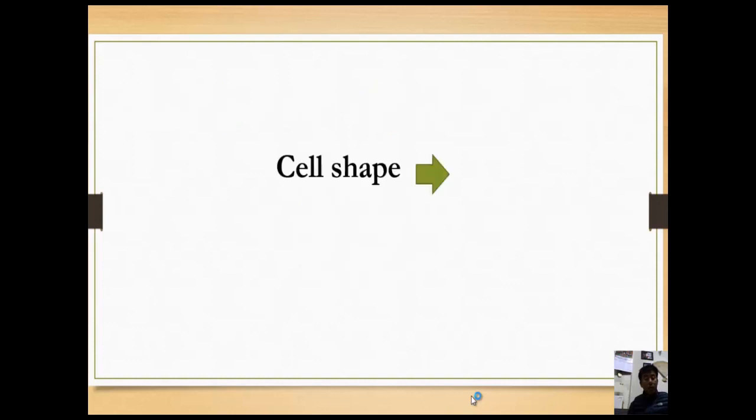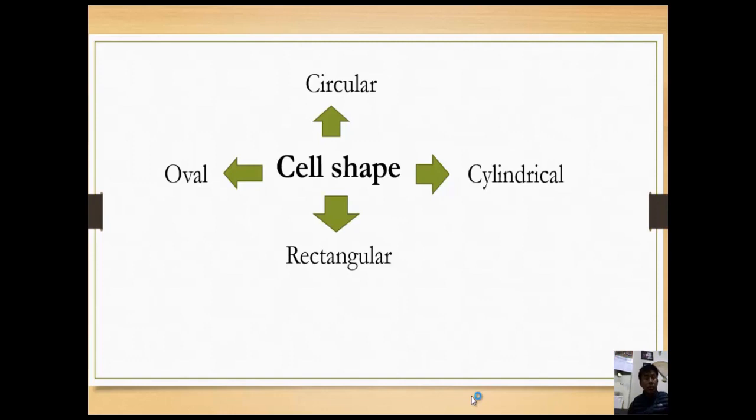Now let's go to the shape of the cell. Different cells have different shapes. Some can be oval like the RBC, red blood cell. Some can be circular. Some can be cylindrical. Some can be rectangular. Based on the need, cells are of different shapes.